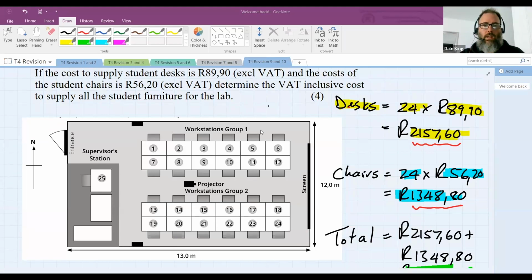So I'm going to say the total 2157.6, and I'm going to put this in a bracket. I know that's how much it costs excluding VAT. Then I'm going to add VAT on using this short method quickly, and I'll show you how it works. And I'm adding this to the chairs total, which is 1348.8 times 1.15. So I'm including VAT into both these separate totals that we see here on the screen. And if I press equals here, we get the same answer over there.